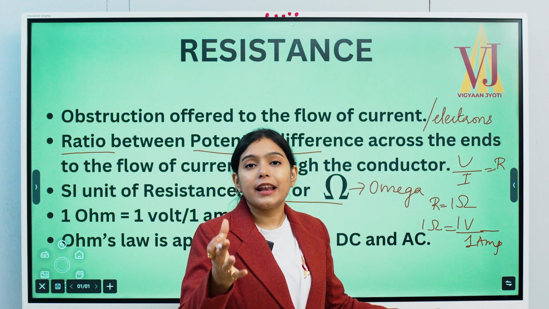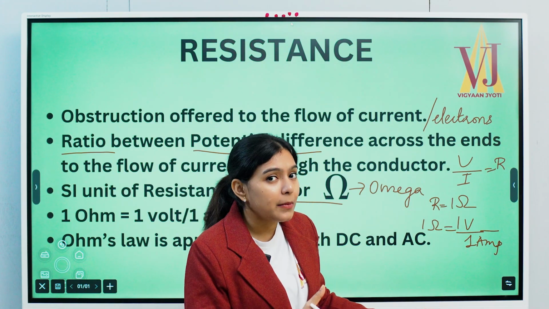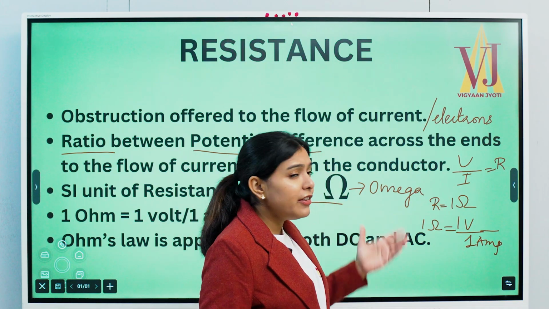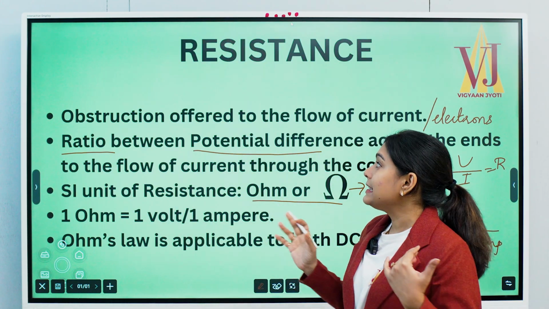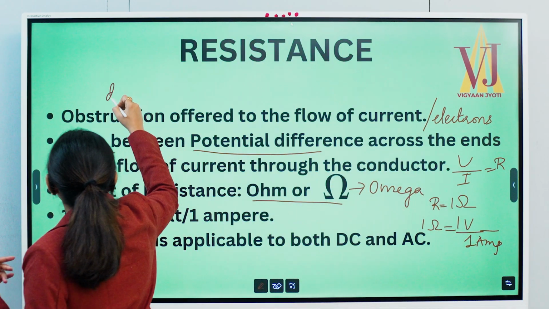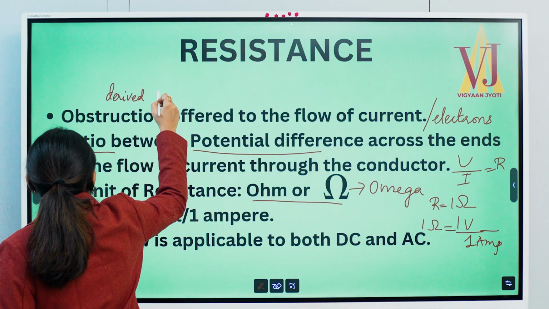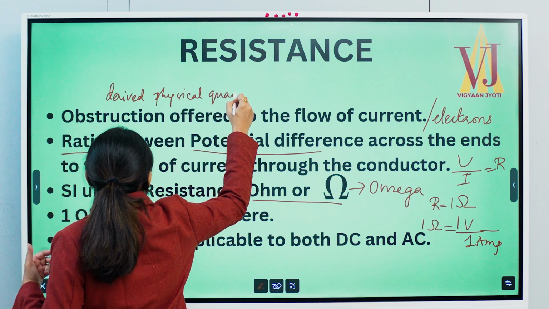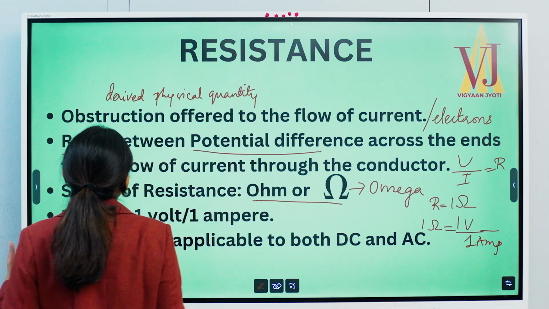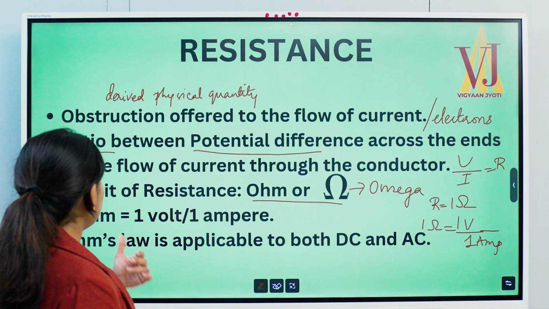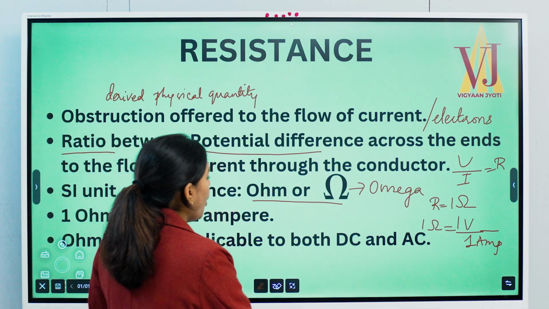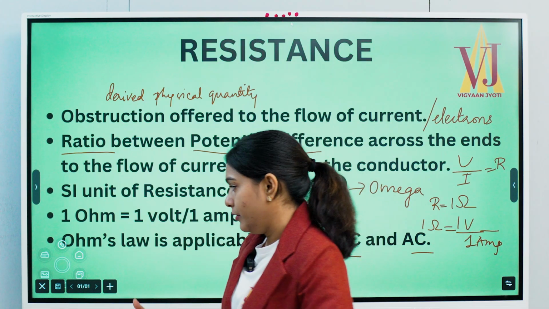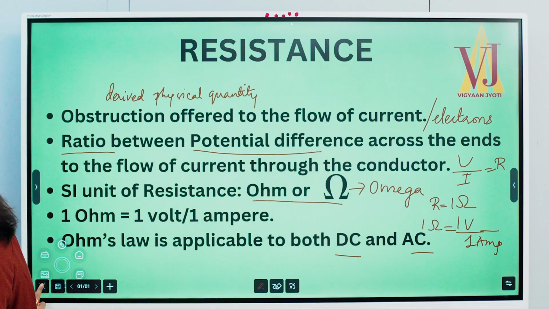So resistance, is it fundamental or derived? Yes, it's derived. Why? Because we are deriving it from two further physical quantities. Hence it is a derived physical quantity. Ohm's law is applicable to both DC and AC, meaning direct current and alternating current. This is something we will follow in the next part of the chapter.